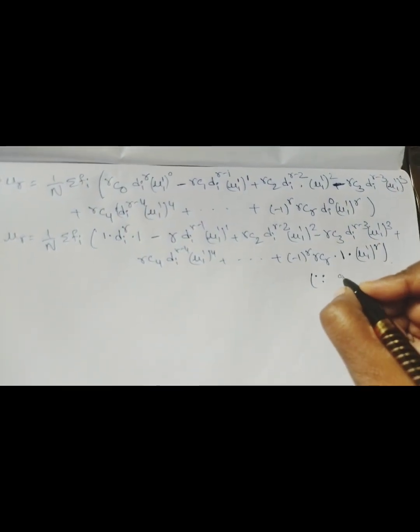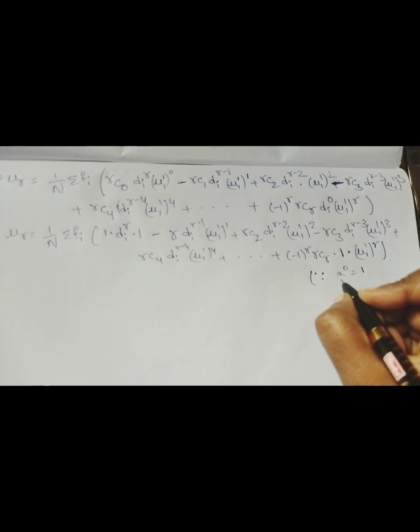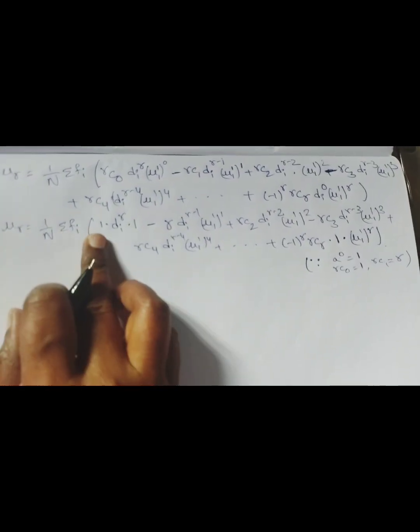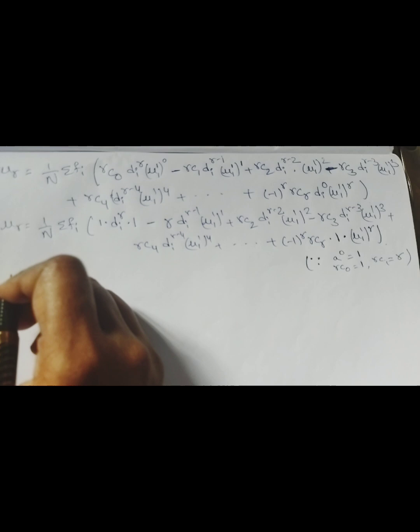So let us substitute: a power 0 equals 1, since a power 0 equals 1, and rC0 equals 1. Next, rC1 equals r. So this we have done here. Next, now multiply 1 by n summation fi to each term. So what we'll get, we'll see now.